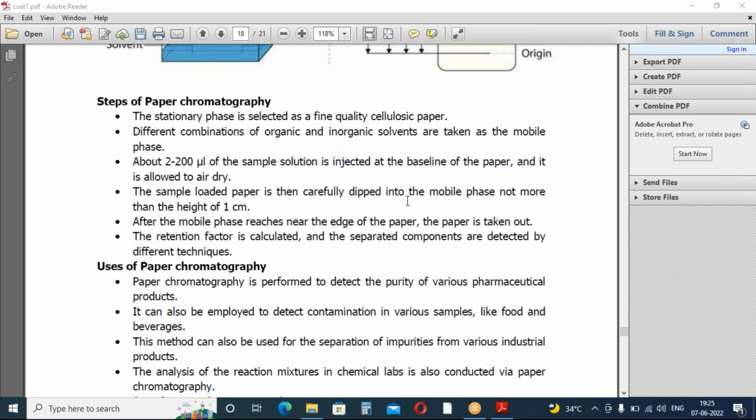Here we apply the amount of sample, which is 2 to 200 microliters. And the sample loading on the paper should be at a height of 1 centimeter only. You have to maintain these values during the paper chromatography preparation.